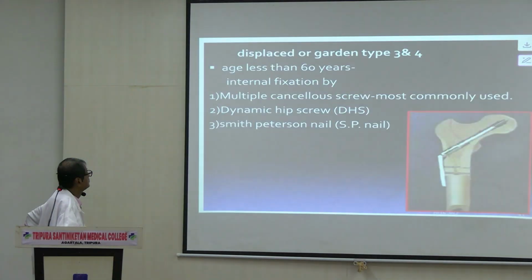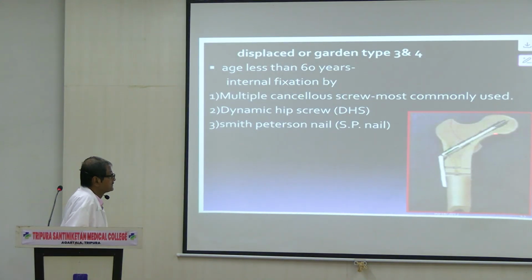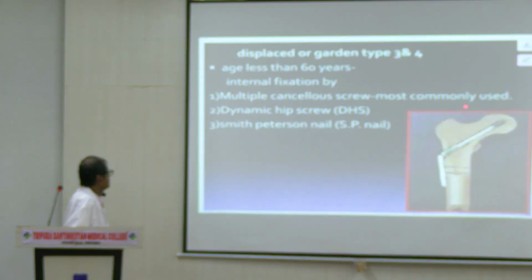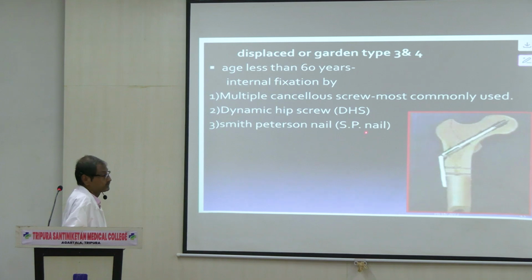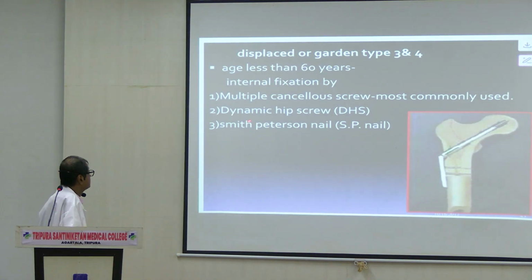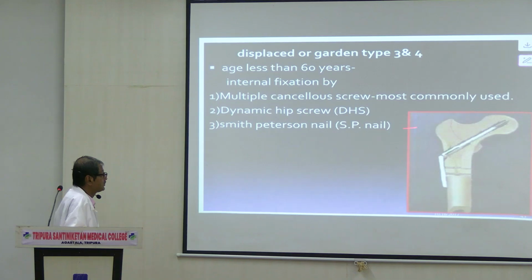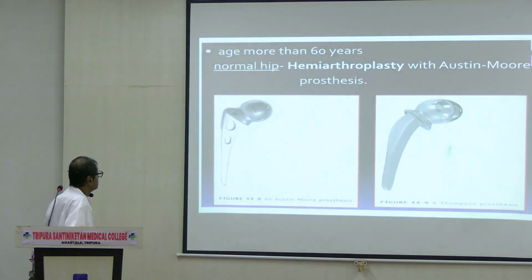So this is called the Spinel. It is not used nowadays. It was used in our time when we were students. No, it is not used. Multiple cannulated screws are now most commonly used. This Smith-Petersen nail is not used. Dynamic hip screw we are using, and also plate, dynamic screw and plate, that is for trochanteric fracture.